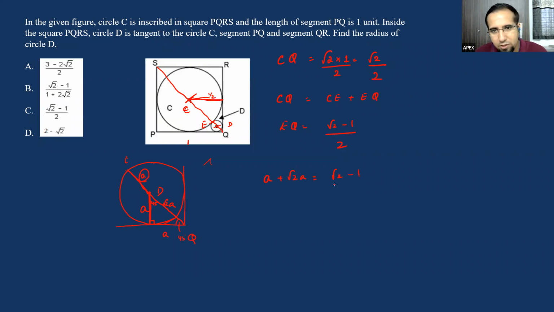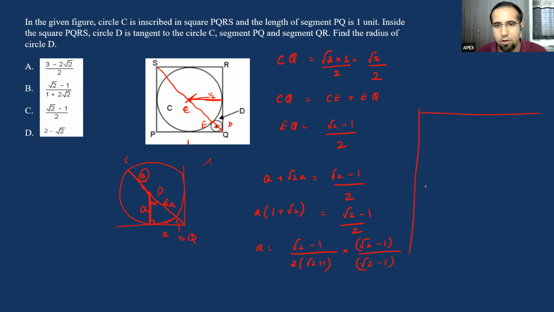root 2 minus 1 by 2. So if I take A common, this becomes 1 plus root 2 is equal to root 2 minus 1 by 2. Or the value of A is equal to root 2 minus 1 by 2 into root 2 plus 1. If I rationalize my denominator, I multiply the numerator and denominator with root 2 minus 1. So what will happen to the denominator? The denominator will become root 2 square is 2, minus 1 will be 1.